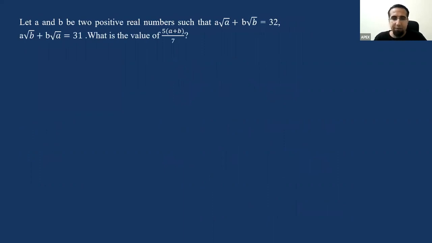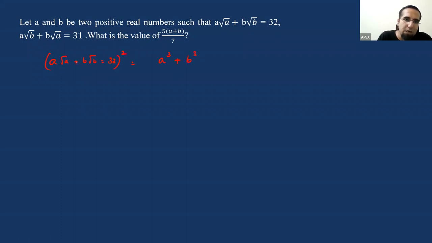Let's see, what are we looking at? Now, we're looking at the next question: A and B are two positive real numbers. Okay, so if A and B are two positive real numbers, let me use red ink only. So I have A root A plus B root B is equal to 32. So what I can do is I can square it out. So root A whole square will be A. So this will give you how much there? This will give us A cube. Clear? Plus this will give me how much? B cube.